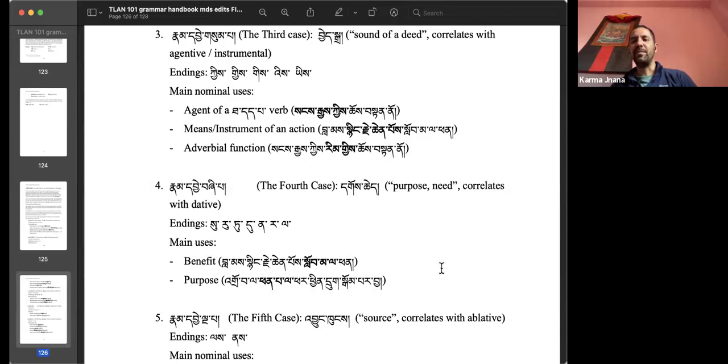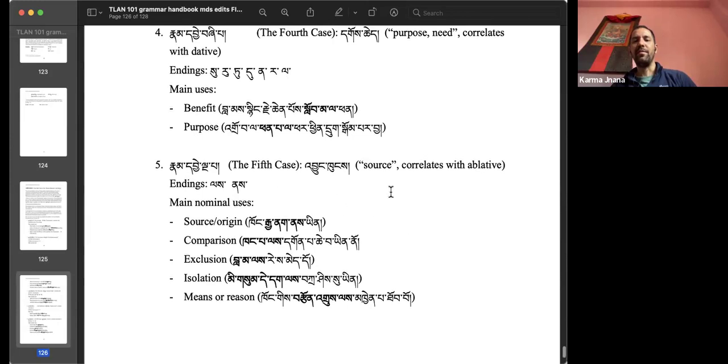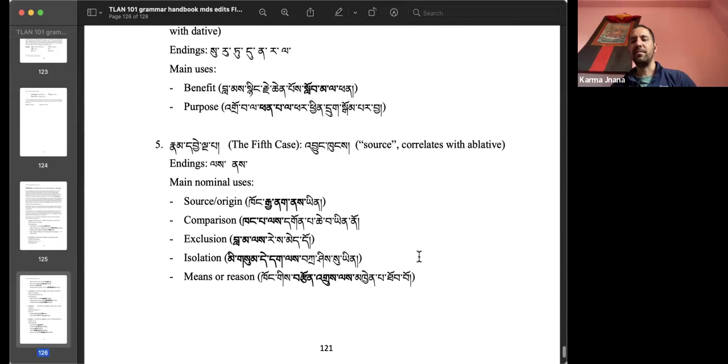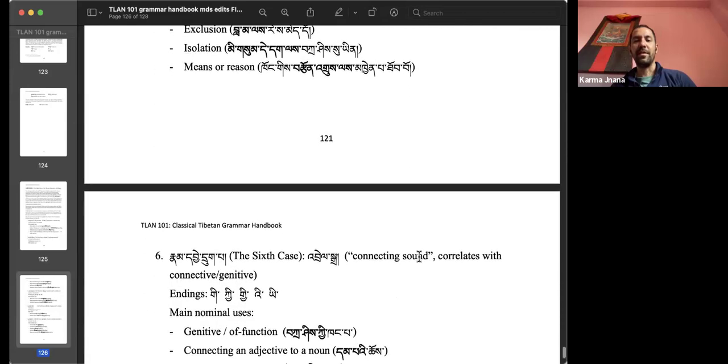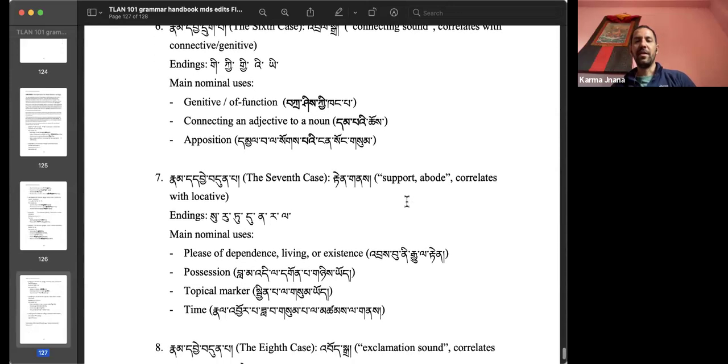The book is loosely structured around this, but they have presented it in a different order that they found more useful. The fifth is the source particle, which we also learned recently. The sixth is a connective particle, which I believe is the first particle that we learned. And the seventh is the locative.